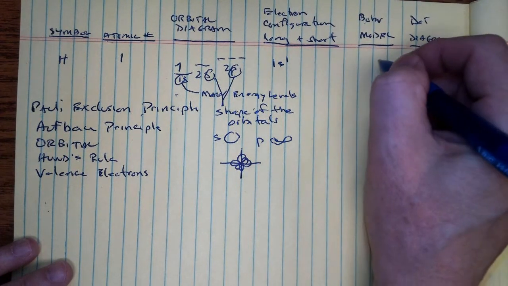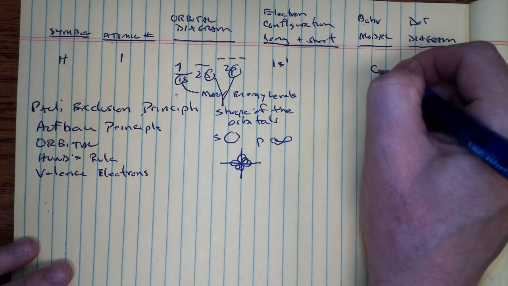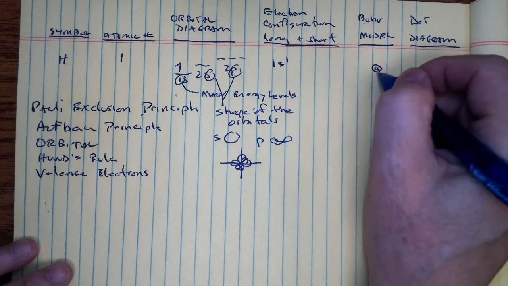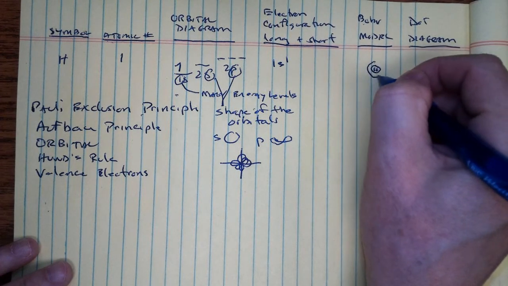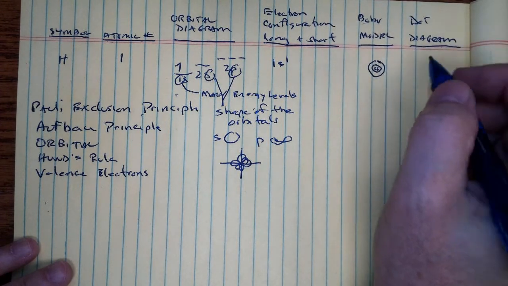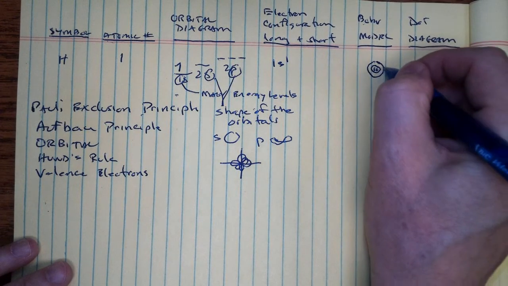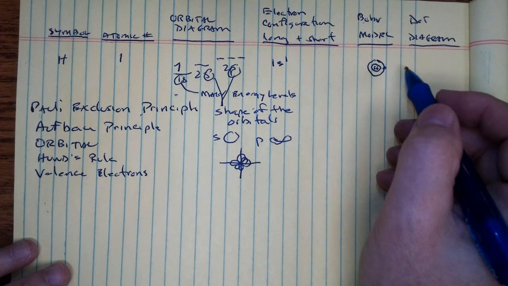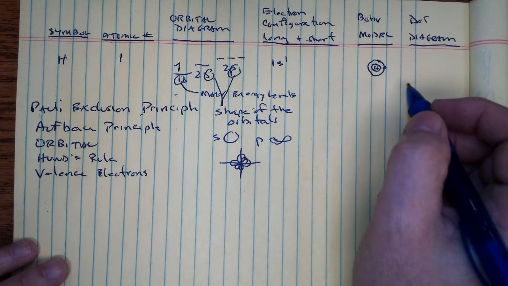Now the Bohr model, well, hydrogen just has 1 proton, 1 lonely proton. So we're going to put it right there. And we're going to put 1 energy level around the nucleus of hydrogen. And we're going to put 1 electron. Now you might see an electron up here on top or on the side, but it really doesn't matter. It's the same thing.